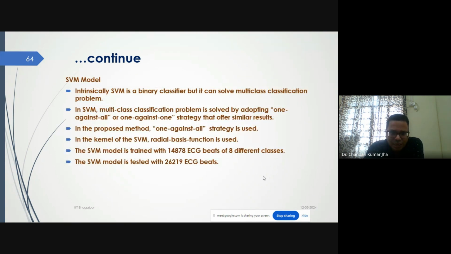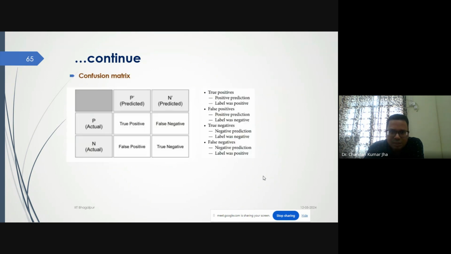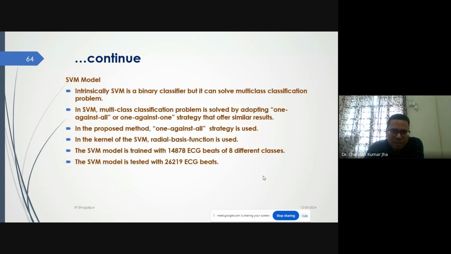And after that, the SVM model is used. In the SVM model, one against all has been used, and this model is trained with the 878 ECG beats, and it is tested with 26,219 beats.